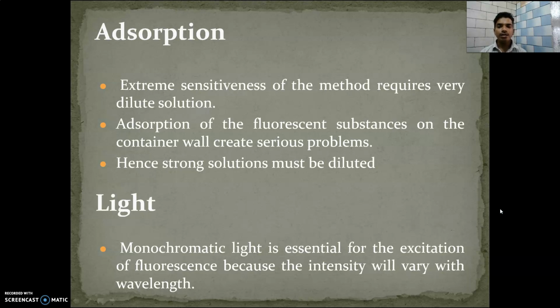Then light. Monochromatic light is essential for the excitation of the fluorescent substance, and the intensity will vary with wavelength. So whatever light source we use for the analysis of this fluorescence phenomenon, we want monochromatic light because that will affect the intensity of fluorescence.